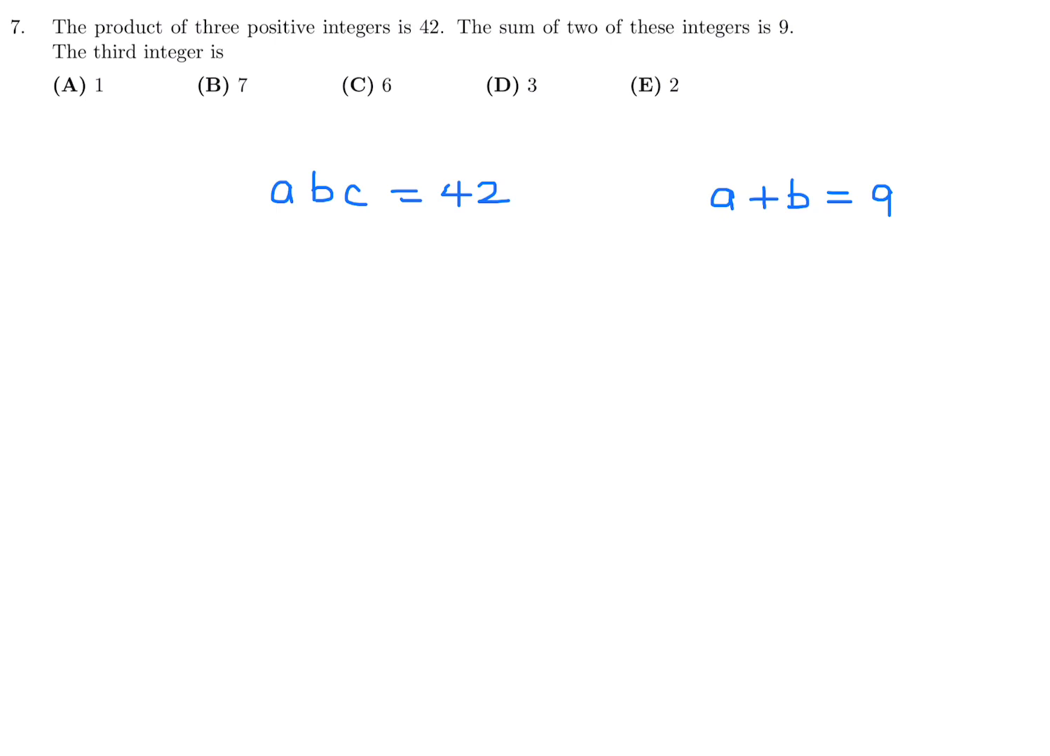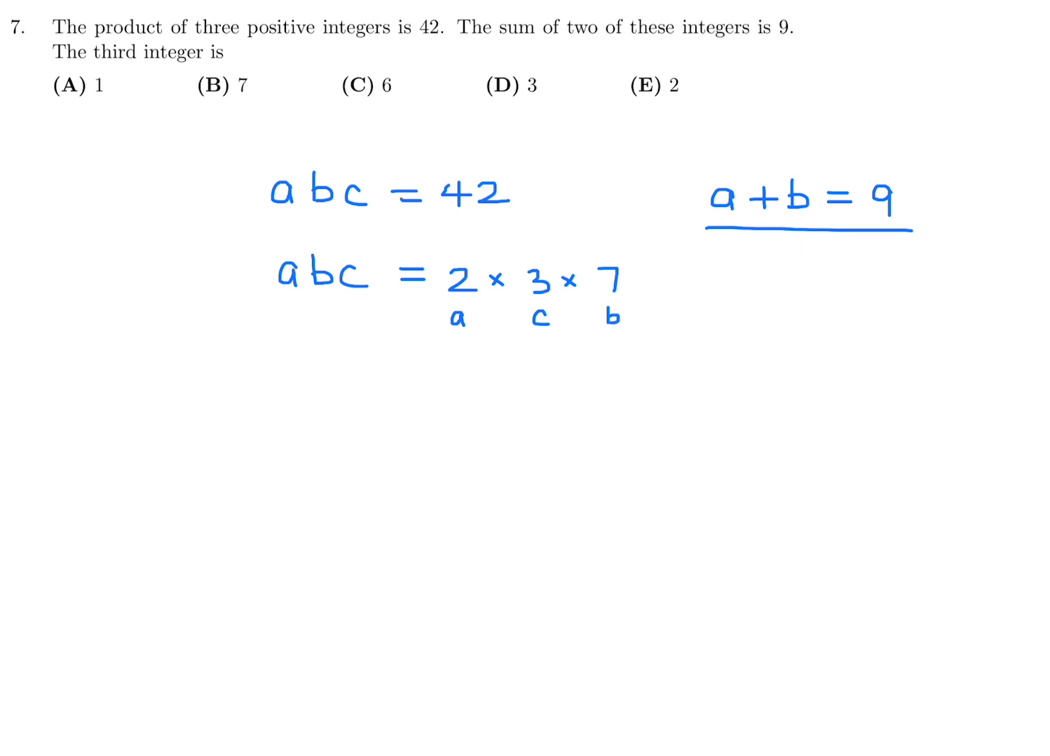So how do we approach this? Well, A times B times C, best thing to do is break up 42 into its prime factors. So I believe that's 2 times 3 times 7. So if I look over here, A plus B is 9. If I made A equal to 2 and B equal to 7, that would work because 2 plus 7 is 9. And therefore C must be 3.